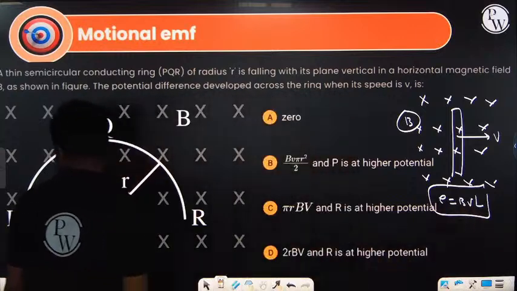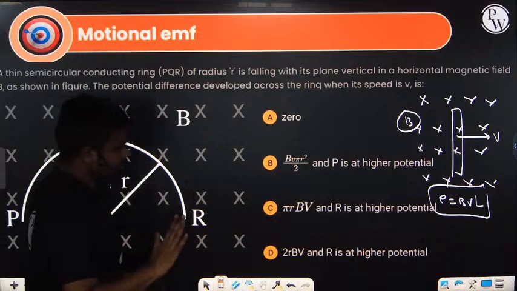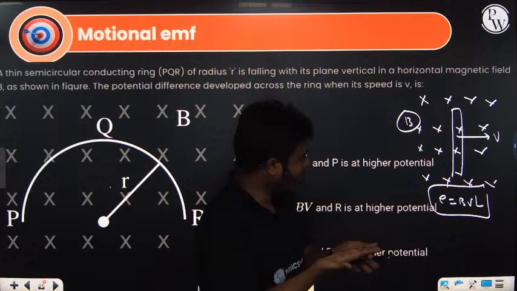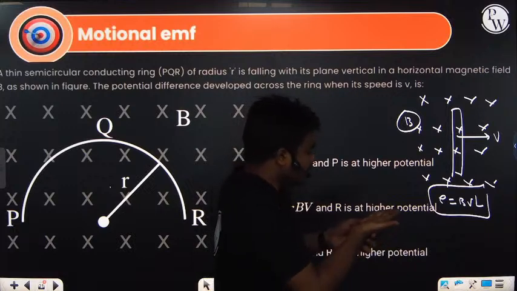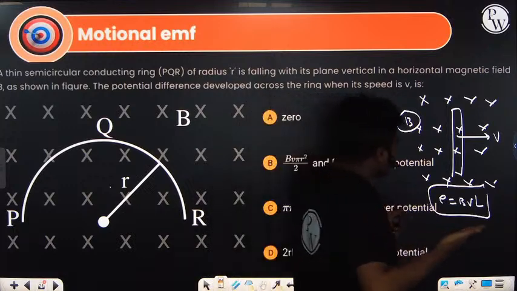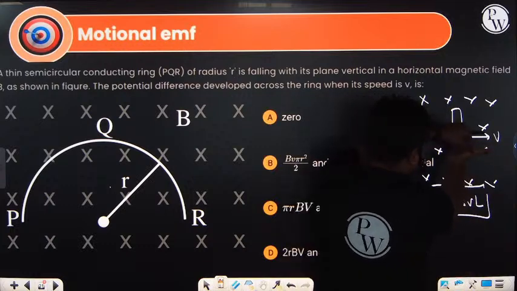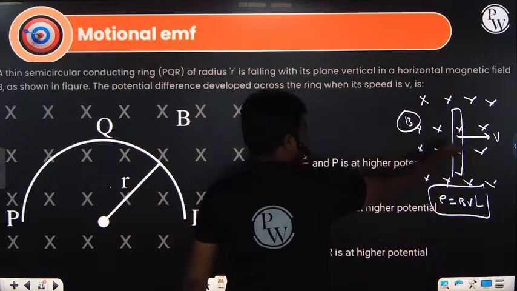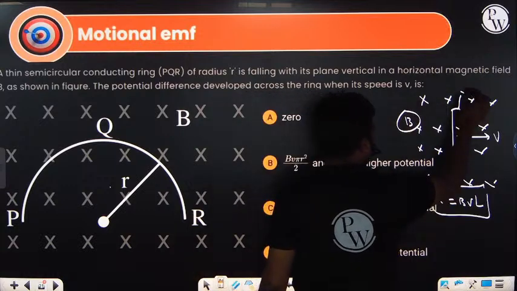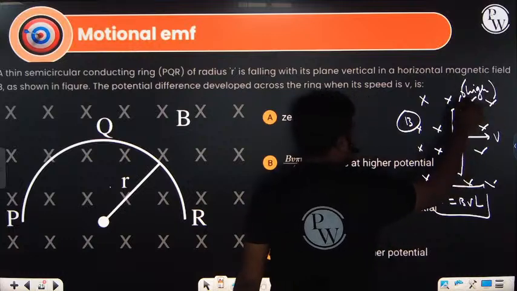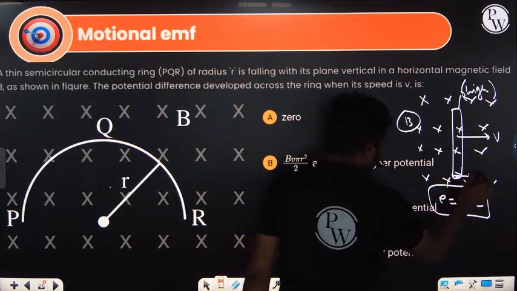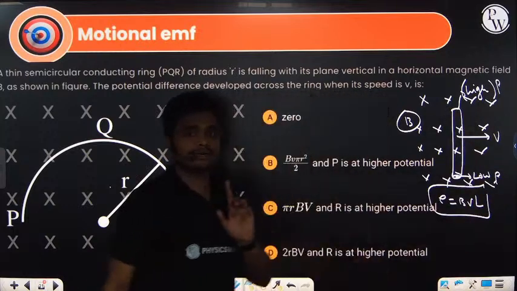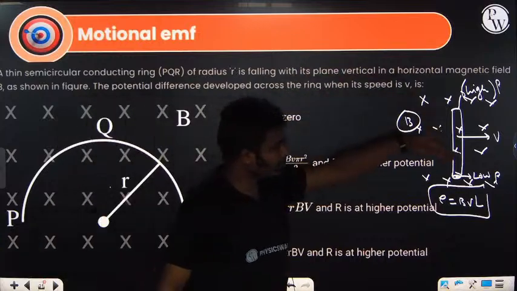Suppose you have a curved wire like this, and you want the direction. We have to use our right hand palm rule in such a way that the direction of the fingers goes in the direction of the magnetic field, and the thumb represents the direction of the velocity. The side where the palm is facing will be high potential, and the opposite side will be low potential. This is the thing we should keep in mind.